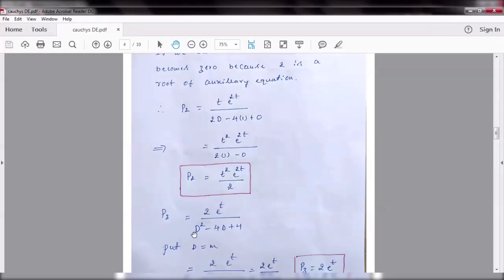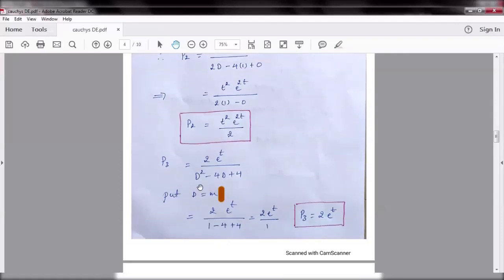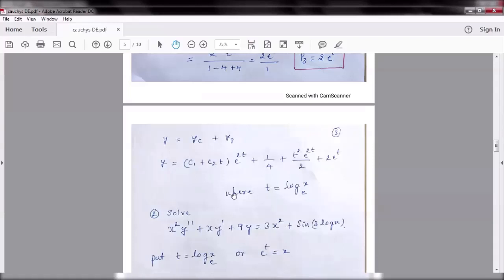Now we take P3, 2e^t by D² − 4D + 4. Here we have to substitute D = 1. So it becomes 1 − 4 + 4; the plus 4 and minus 4 get cancelled. So P3 will be 2e^t. Therefore, finally the general solution is yc + yp, that is (c1 + c2 t)e^(2t) + 1/4 + t² e^(2t)/2 + 2e^t, where t is log x to base e.